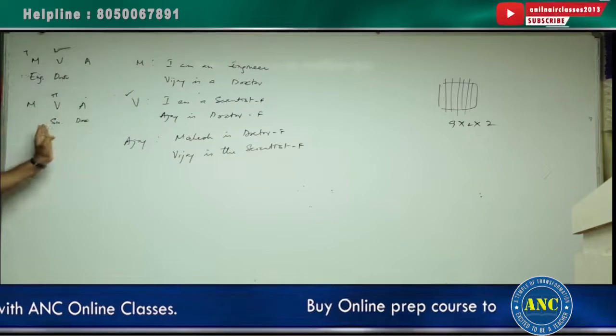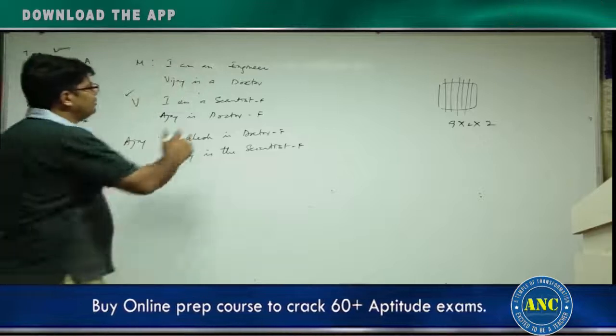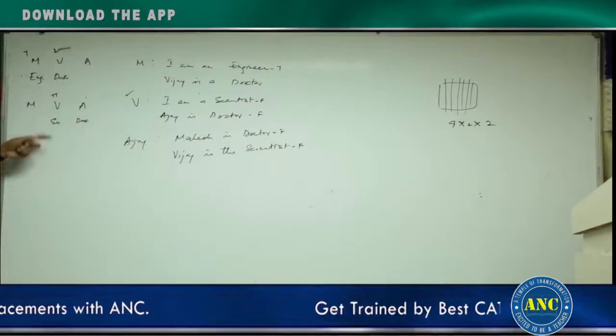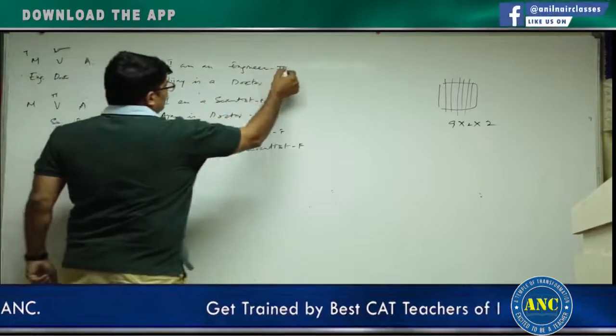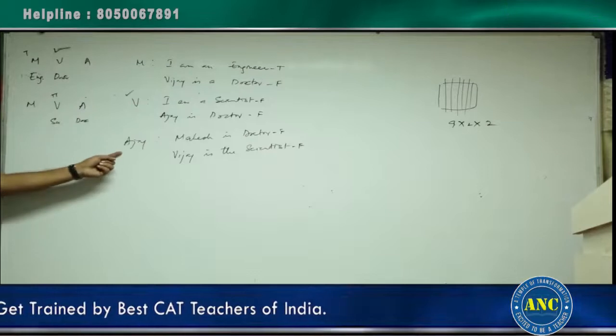Makes sense, right? If Vijay is the scientist and Ajay the doctor, the one left is engineer. So Mahesh is an engineer, and "I am an engineer" is a true statement. "Vijay is a doctor" is false. This is true, this is false, making sense. Right, let's come to Ajay now.